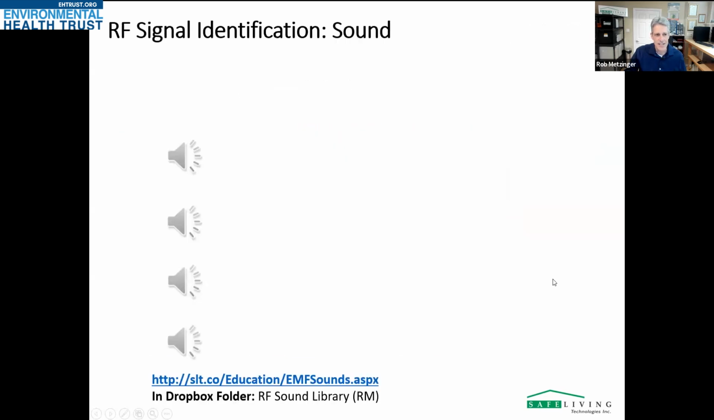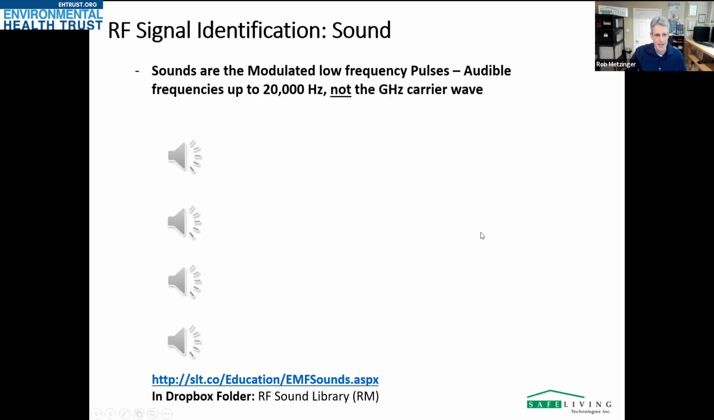RF signal identification. So here are some of the typical sounds we hear in our homes. And these sounds are the modulated low frequency pulses. They're in the audible frequency as well. So we can only hear up to about 20 kilohertz. So there are still sounds and frequencies above that we can't translate into audio tones. Maybe our friendly pets at home can hear them, but we won't be able to hear them because we only hear up to 20 kilohertz.